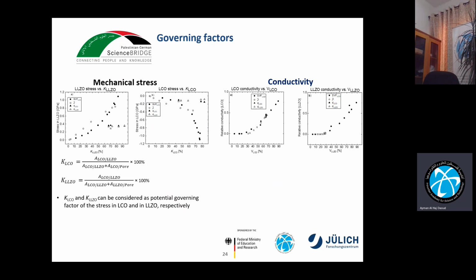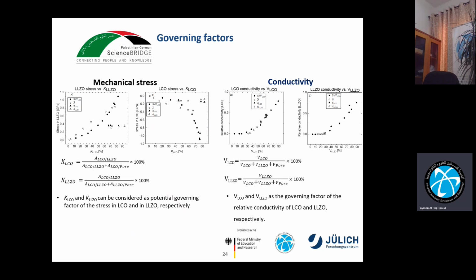While for the conductivity, we spoke previously that the conductivity is affected by the contents of the material in the system. That's why when we plot the volume fraction of LCO versus the conductivity of LCO, for example, we saw the same pattern while varying the solid volume fraction of LCO, the relative density or the grain size. That was the same behavior when we plotted VLLZO against the relative ionic conductivity of LLZO. We saw the same pattern for each variation, which means that the volume fraction of LCO and the volume fraction of LLZO are the governing factors of the relative conductivity of LCO and LLZO respectively. And this is very important, because this is the first time ever that someone has calculated the governing factor of such mechanical properties and electronic and ionic conductivities.